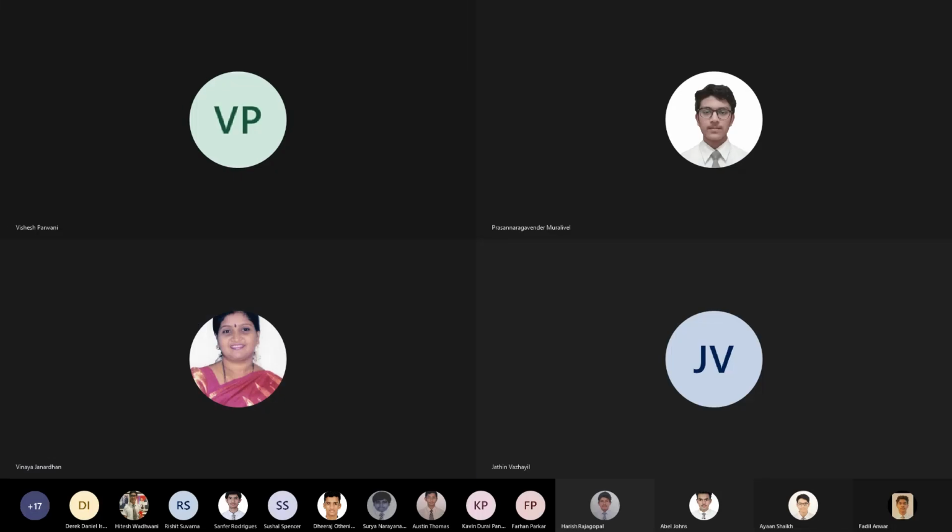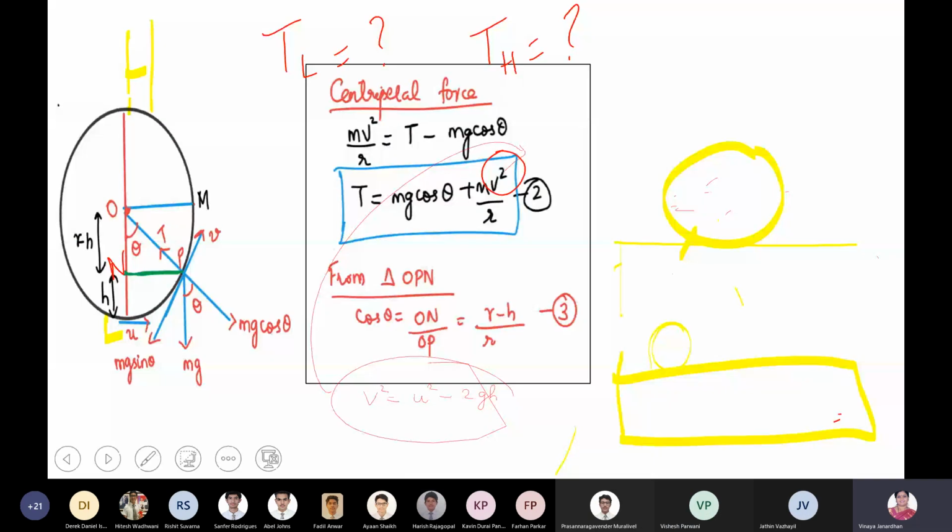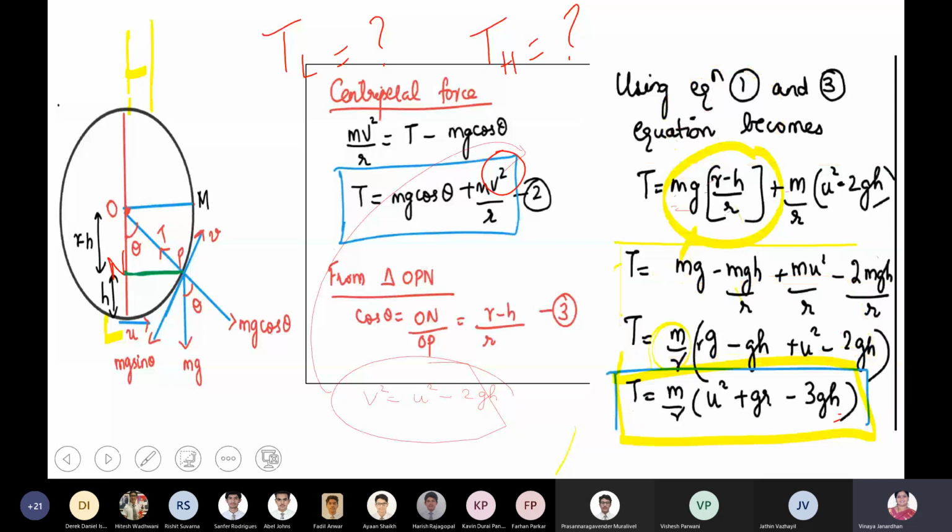Austin? Ma'am, the height? At the highest point. It's radius into 2, 2 times the radius, correct? So h becomes equal to 2r at the highest point. Is that correct? Yes, ma'am. Okay, fine.